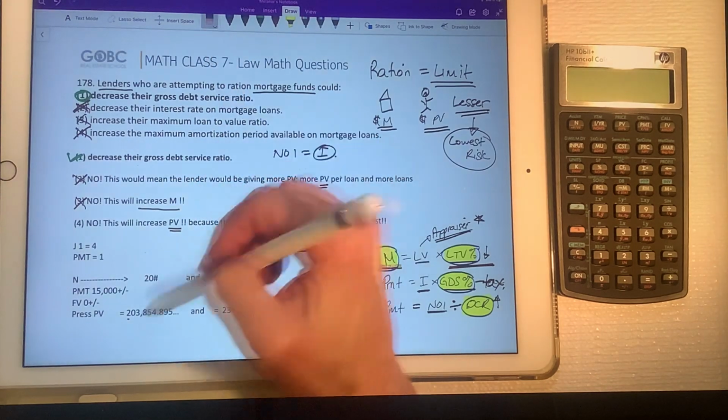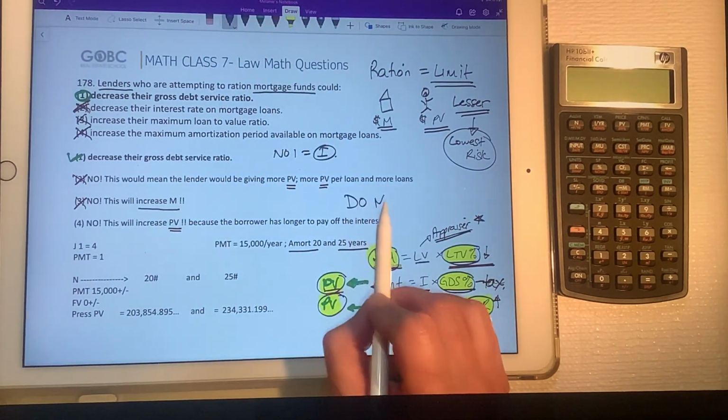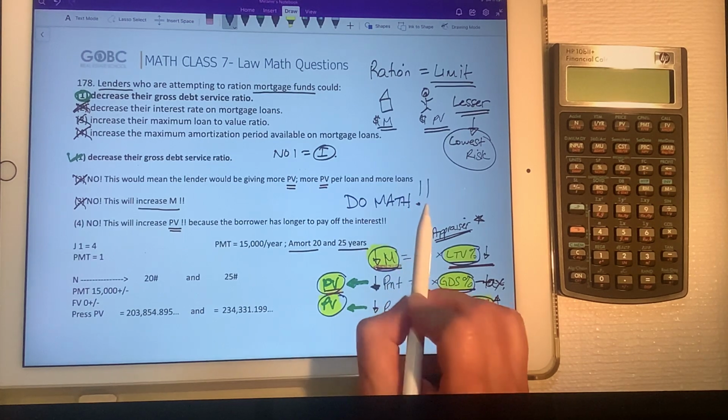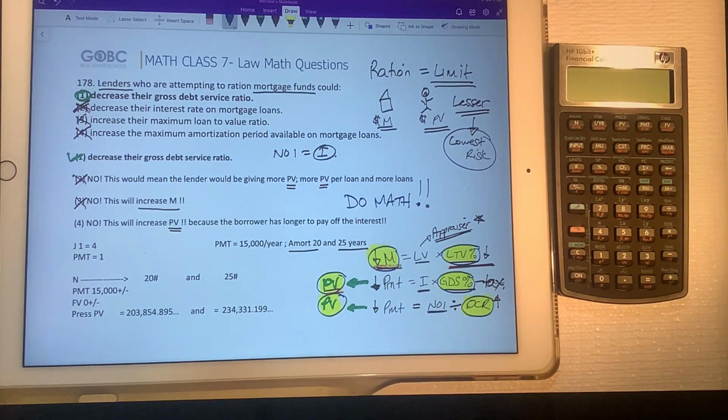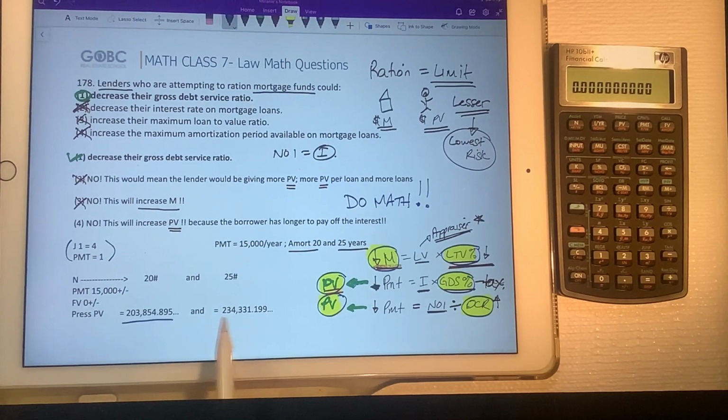Okay, so if you don't believe that that's true, if something in your brain is saying, no, I don't think that's the case, I think it would actually lower it, then how could you prove that? Well, you do the math, right? That's the best thing about proving math principles, is you can actually do math to prove that what you're thinking is true or not. So what I've got here is a question done, and you can pause the video and solve them in the calculator. I just did it this way to save a little bit of time, but what I've done is I've started with a J1 equals 4 and a payment frequency of 1. And I've taken this information here with a payment of $15,000 per year and our amortization of 20 years or 25 years.